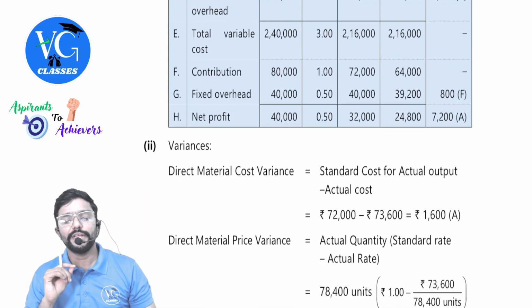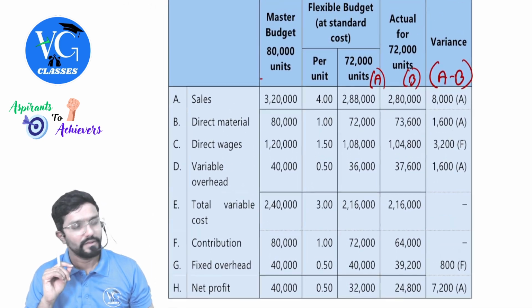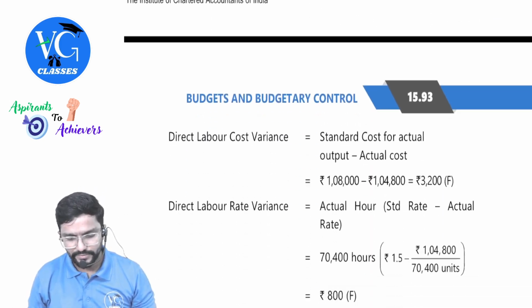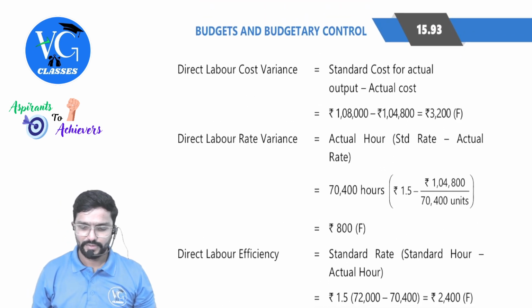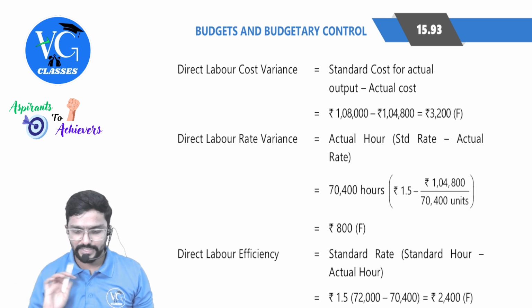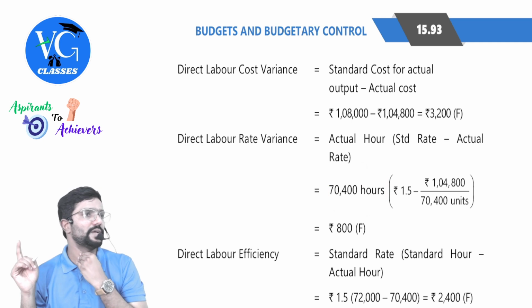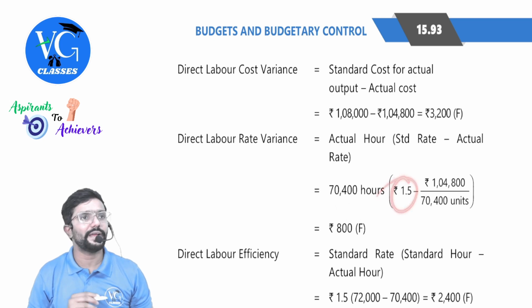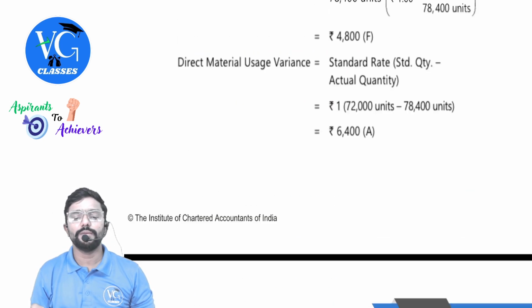Okay, sir. Now, for each unit, what are the hours required, guys? For each unit, what are the hours required? 1 hour. So, for 72,000 units, how many hours was I supposed to take? 72,000. Okay, this is still not required. Actual hours is 70,400, given in the last line of the question. This is actual hours. Standard rate is 1.5. Actual rate, guys. This is actual rate. How, sir? Actual labor cost is how much?